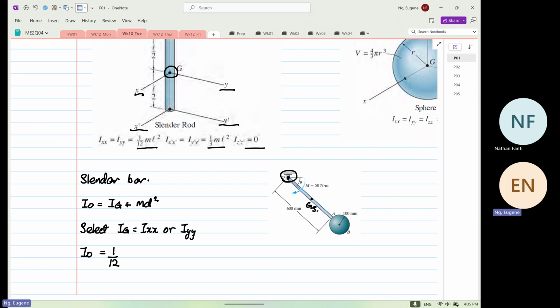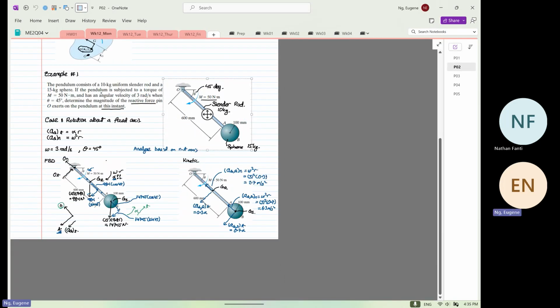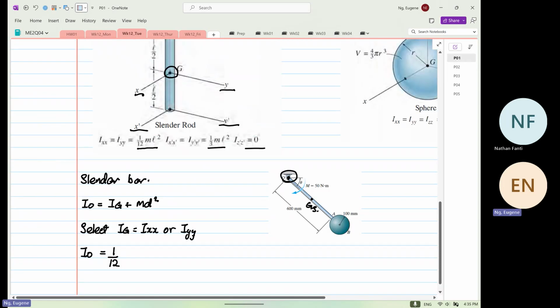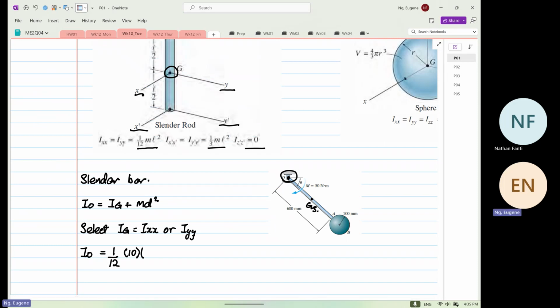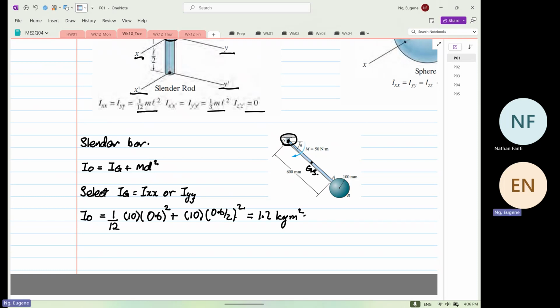If I'm not wrong, yeah, I will be wrong. The mass, I do apologize, the mass of the slender rod is 10 and the sphere is 15. So this is 10, and the length is 0.6, plus the mass 10 times D. D is the offset, equal to 0.6 divided by 2 relative to the centroid, and this will be squared. So when we compute this, it is 1 over 12 times 10 times 0.6 squared, plus 10 times 0.6 divided by 2 squared, which is equal to 1.2 kilogram meter squared.